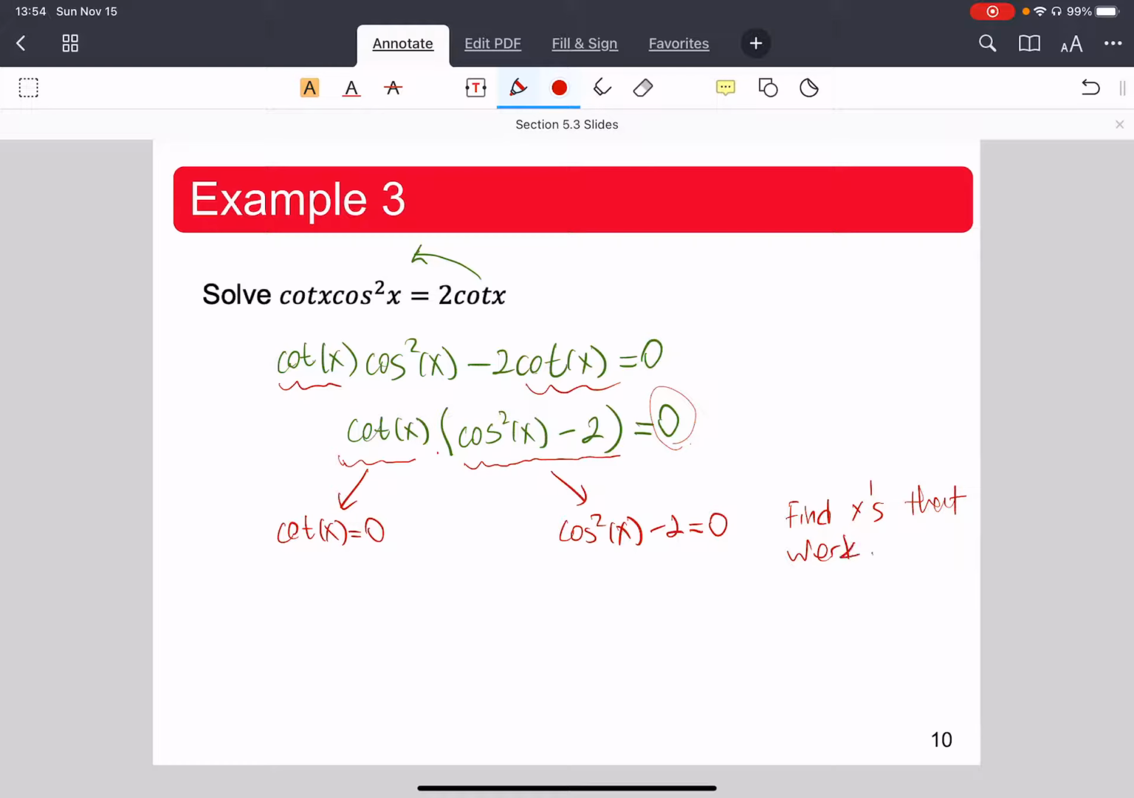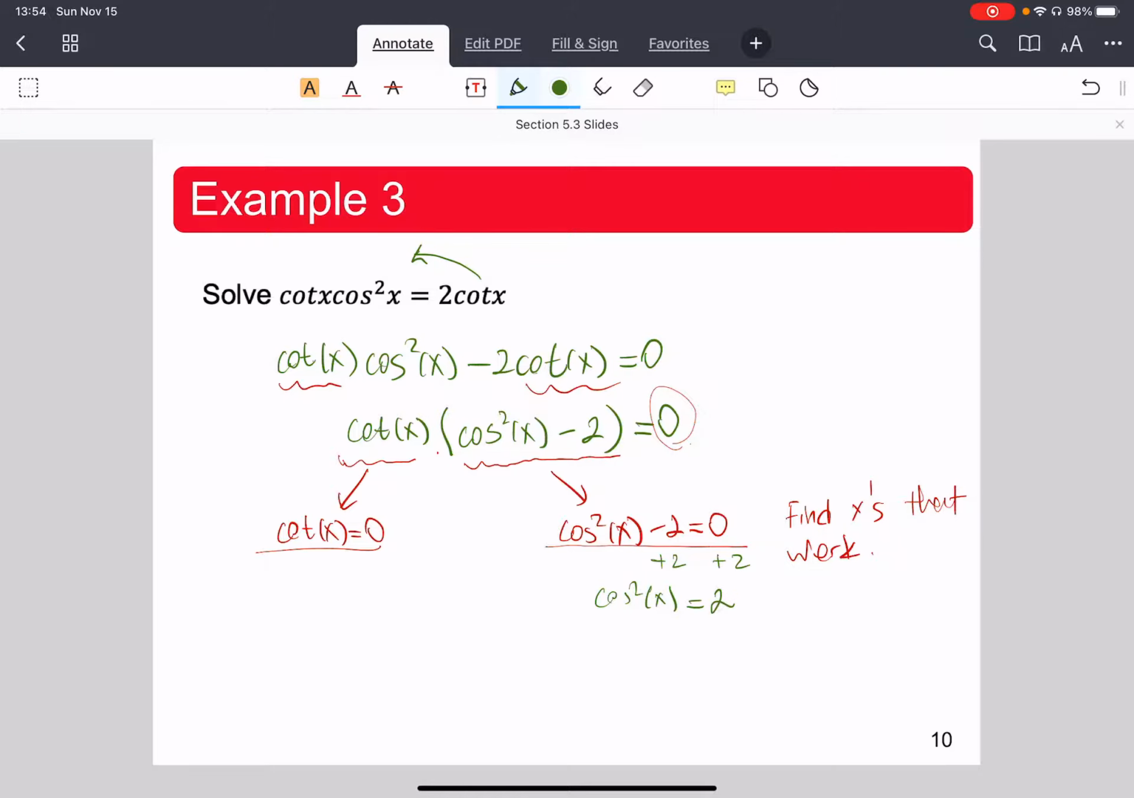So I need to find x's that make either cotangent 0 or cosine squared minus 2 0. So two possibilities. First, let's take a look at cosine squared minus 2, because that's going to require a little bit of work. I'm going to try to isolate cosine here, so I'm going to add 2 so that I get cosine squared x equals 2.